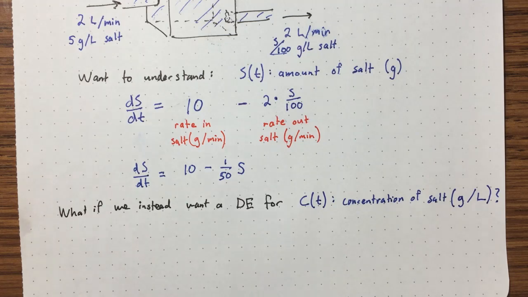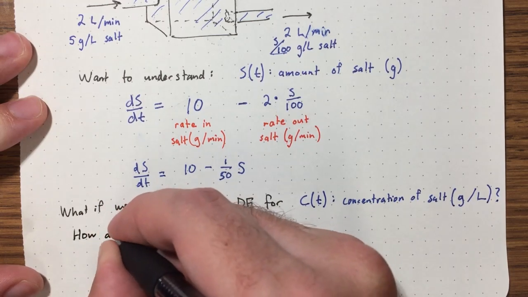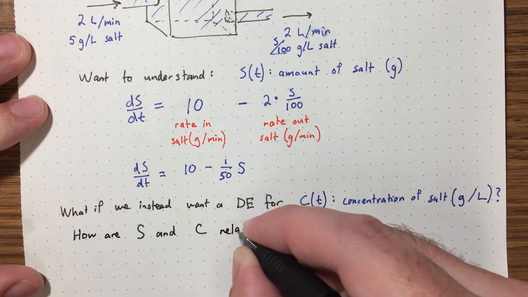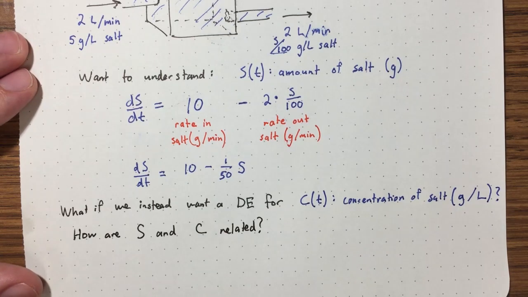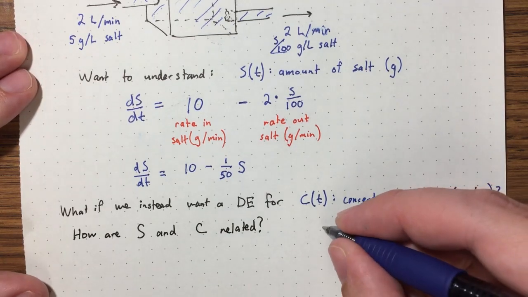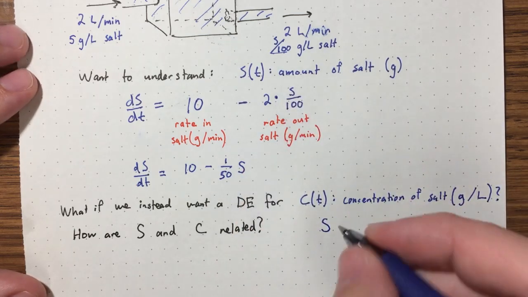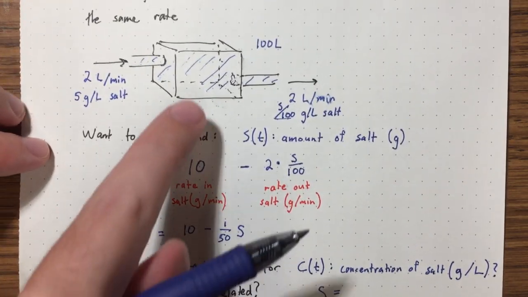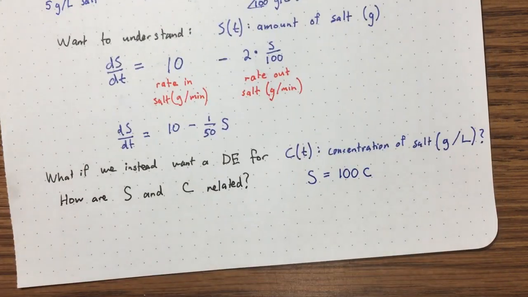And the way you do this is you ask yourself, how are these two quantities related? So how are S and C related? Right. So the answer, well, S is the total amount of salt. And how do you get the total amount? Well, you just multiply the concentration by the volume, right? So it's going to be 100 times C. S is 100 times C. That's the relationship between S and C.